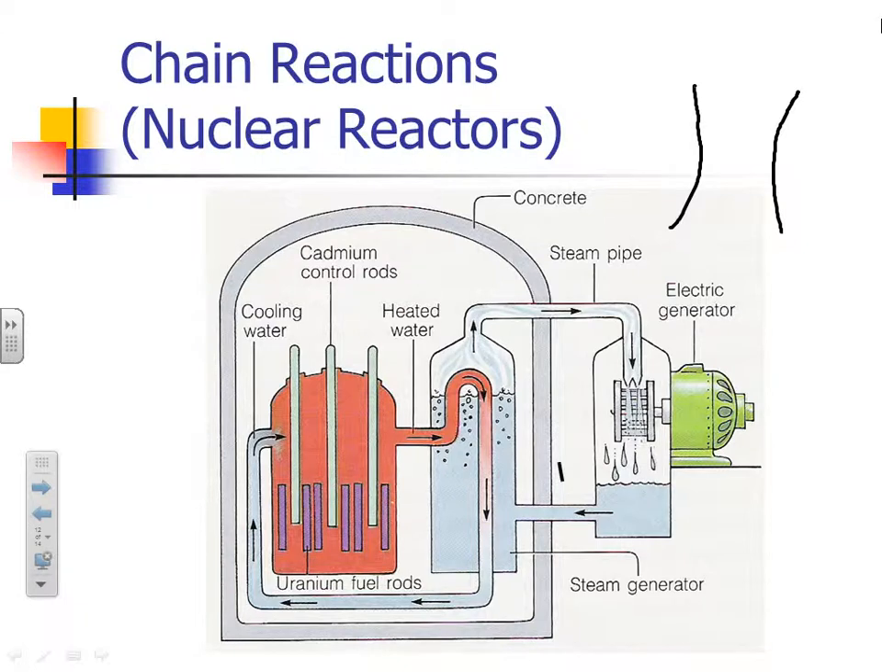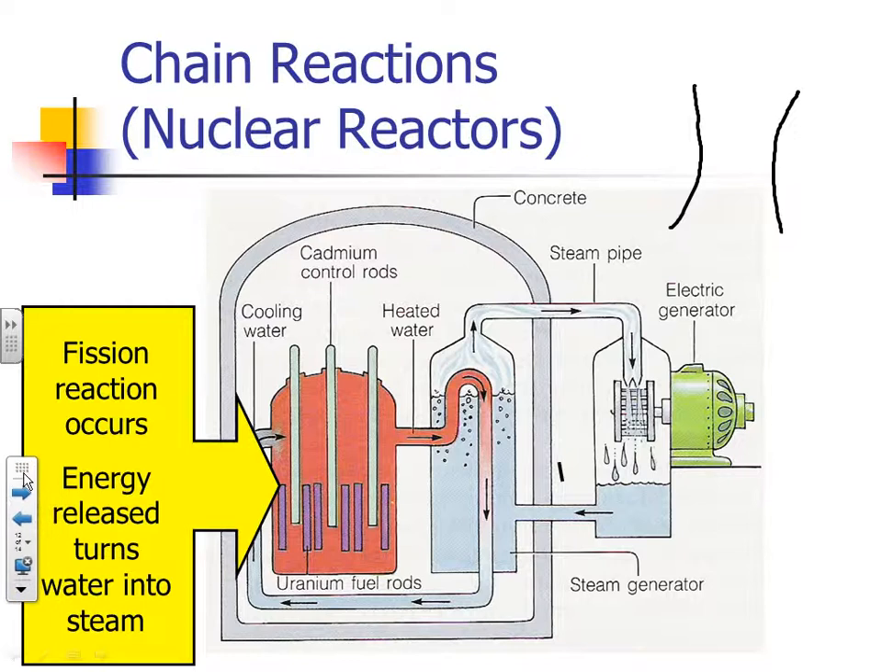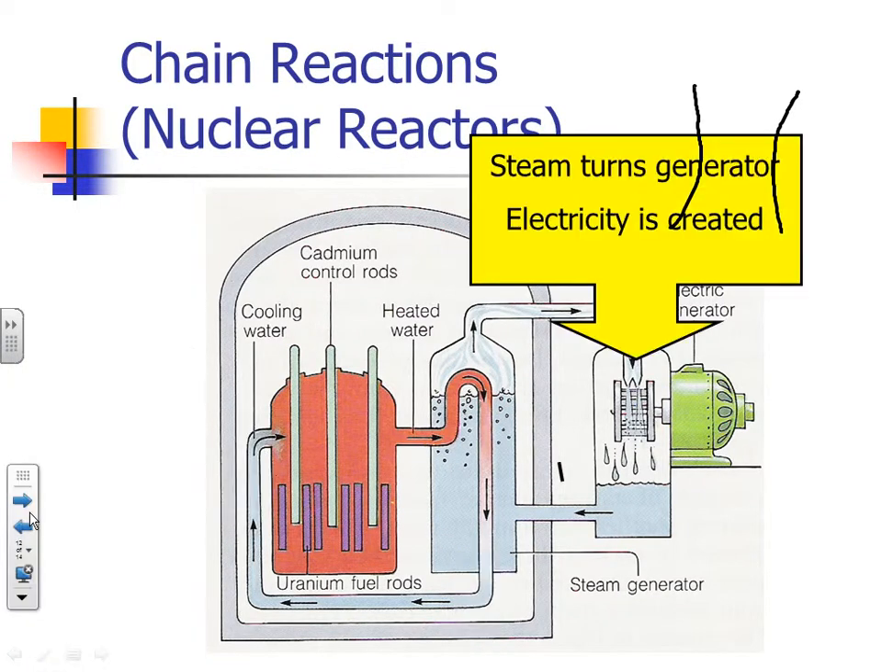So, just to fill in your outline, a fission reaction occurs, and the energy that is released turns water into steam. Not directly, it's kind of like a two-step process. The energy heats up this water, and then this water turns the other water into steam, but eventually that's what it does. And then that steam eventually turns a generator.